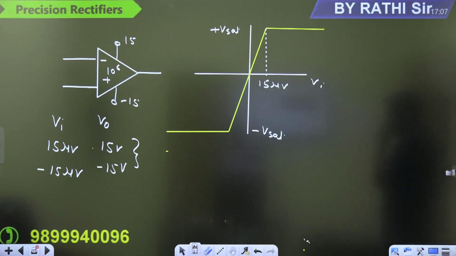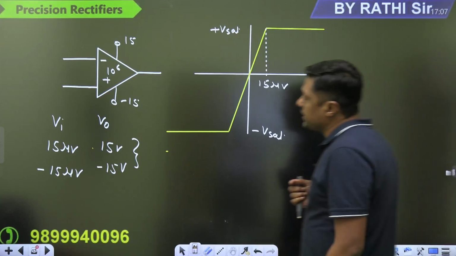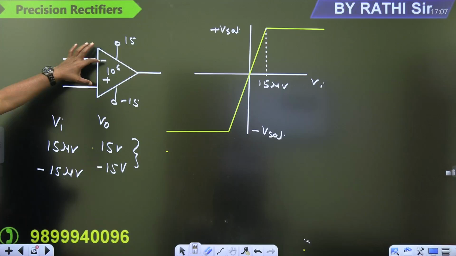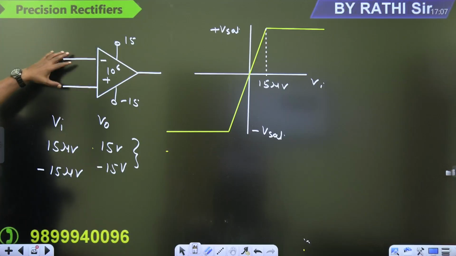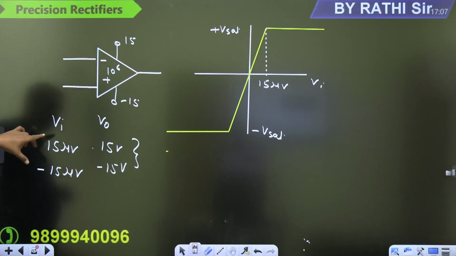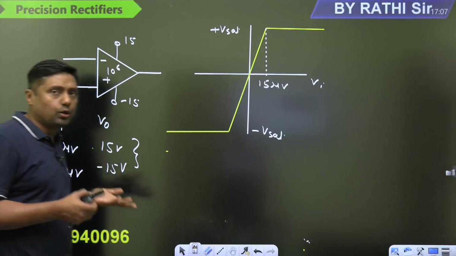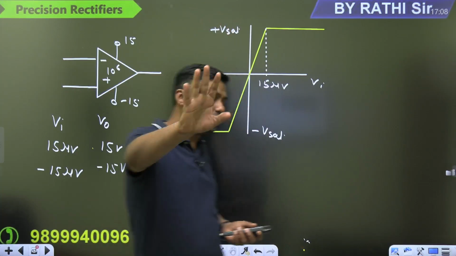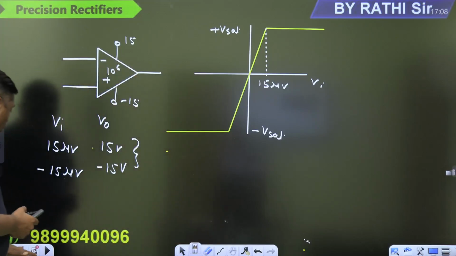Okay, right? So this is the case. What is the gain of the op-amp? 10 to the power 6, very, very high. Input resistance is very, very high. Now, 15 microvolt, minus 15 microvolt, 15 volt and minus 15 volt, that is the saturation. Just to avoid the saturation, we are giving the negative feedback. Otherwise, for a very small value, the op-amp will go into saturation. Okay. Now, watch this diagram.